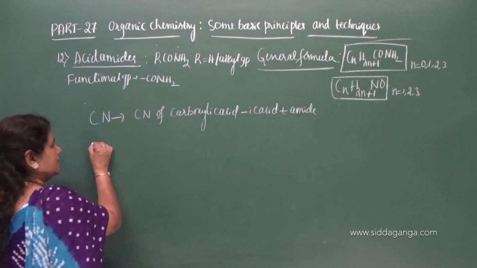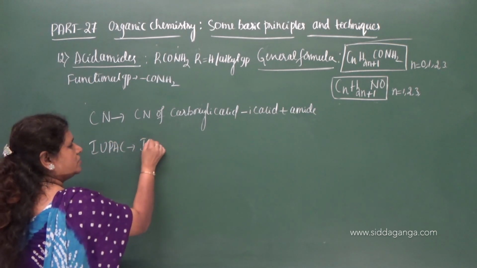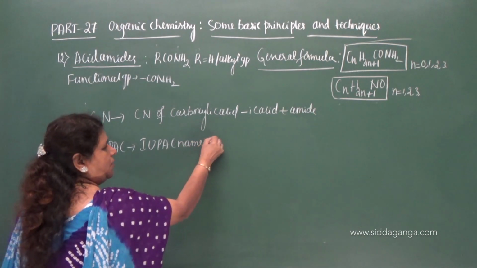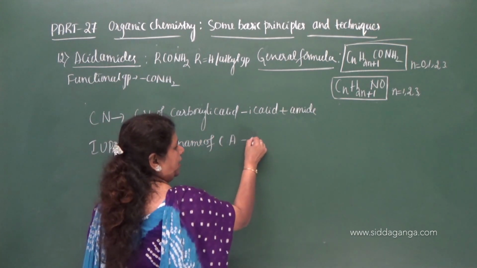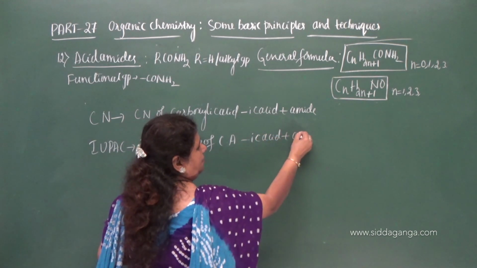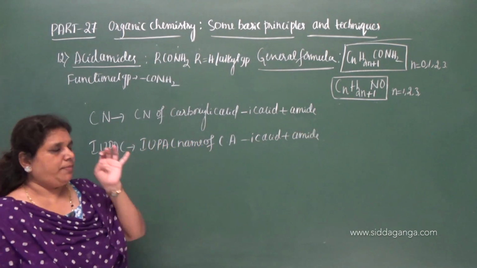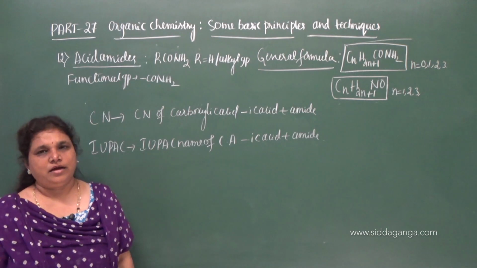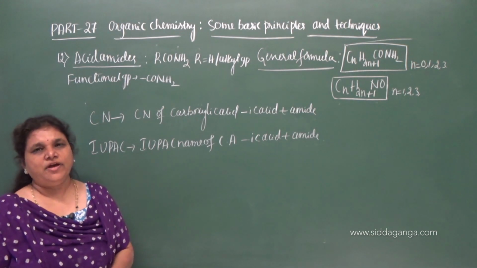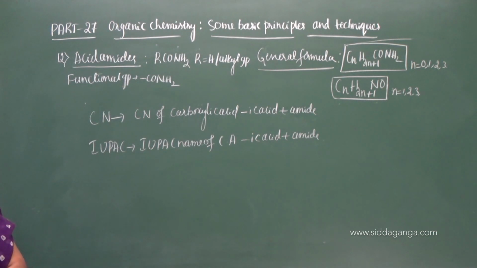Similarly, in the IUPAC system, take the IUPAC name of the carboxylic acid and replace ic acid by amide, then it becomes alkanamide. So that is about the IUPAC and the common names of the respective acid amides. Let us move on to the examples now.